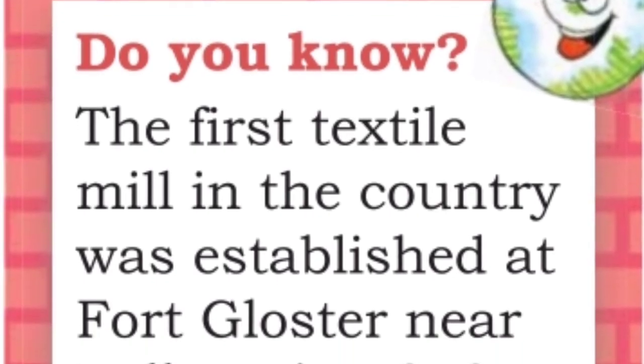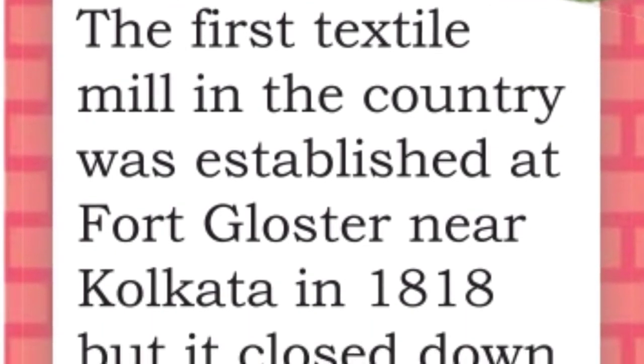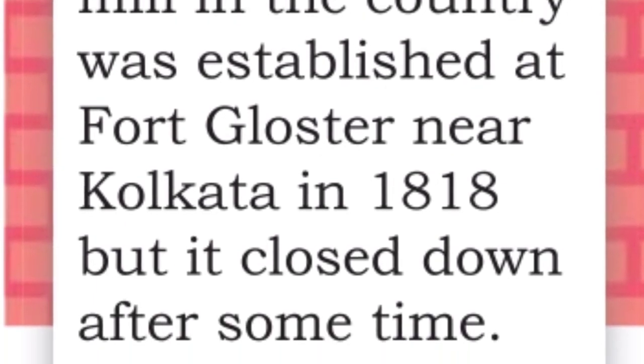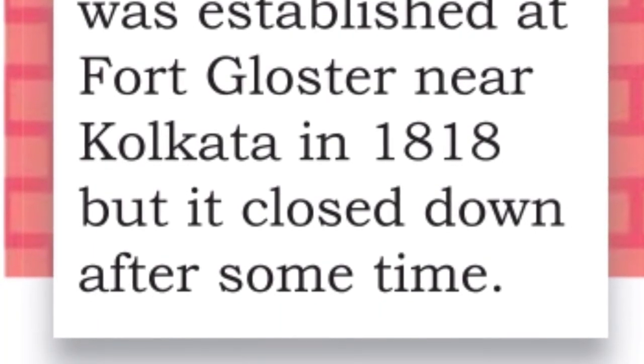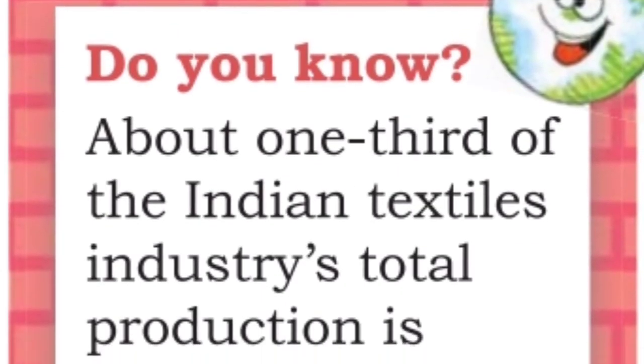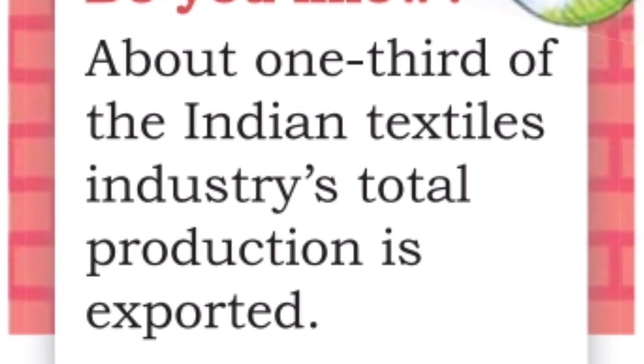The first textile mill in the country was established at Fort Gloucester near Kolkata in 1818, but it closed down after some time. About one-third of the Indian textile industry's total production is exported.